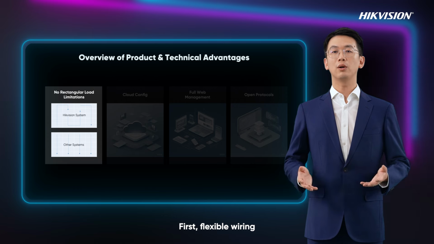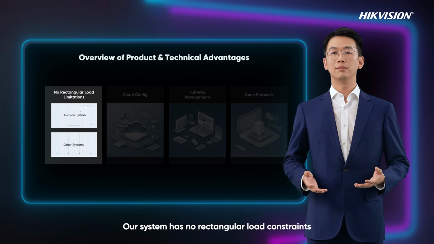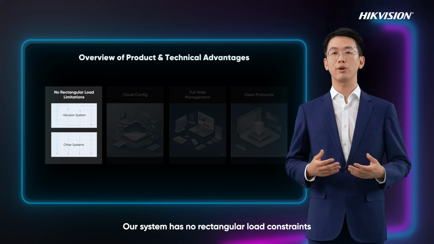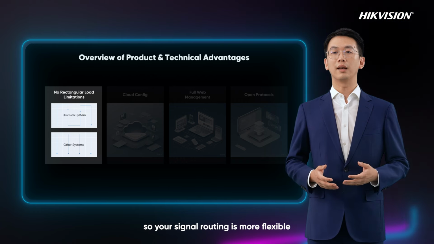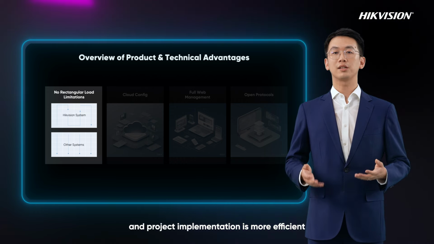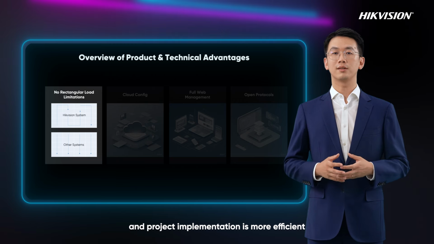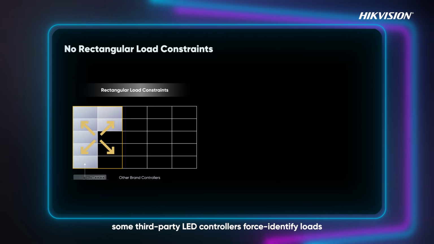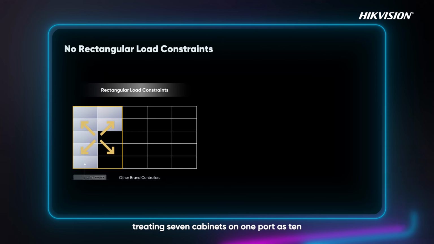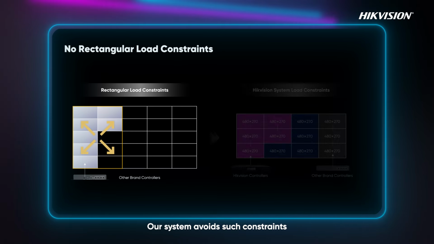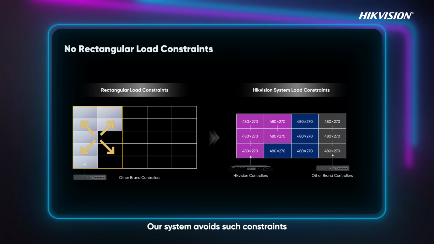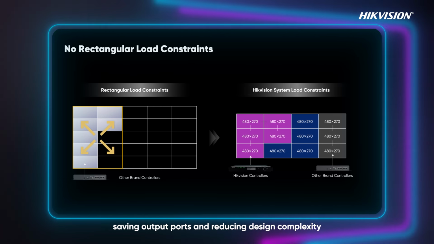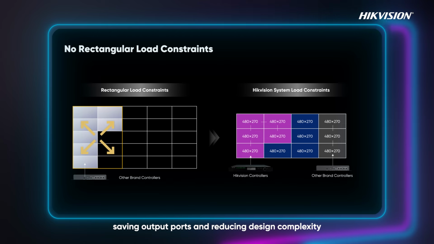First, flexible wiring. Our system has no rectangular load constraints, so your signal routing is more flexible and project implementation is more efficient. For example, some third-party LED controllers force identify loads, treating 7 cabinets on one port as 10, which cause errors. Our system avoids such constraints, saving output ports and reducing design complexity.